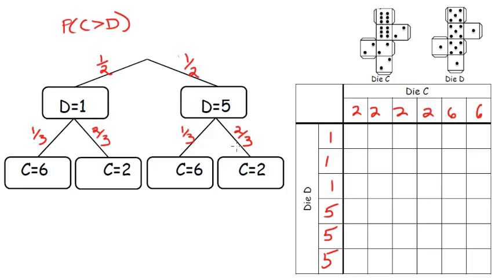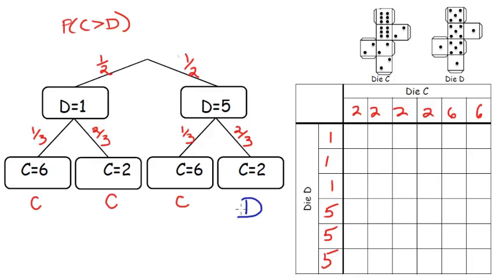So we want to know when C wins. So if D gets a 1, C gets a 6, well, C is going to win right here. If D gets a 1, C gets a 2, well, C wins again. And if D gets a 5, C gets a 6, C wins. And the only case where D wins is going to be if D gets a 5 and C gets a 2.